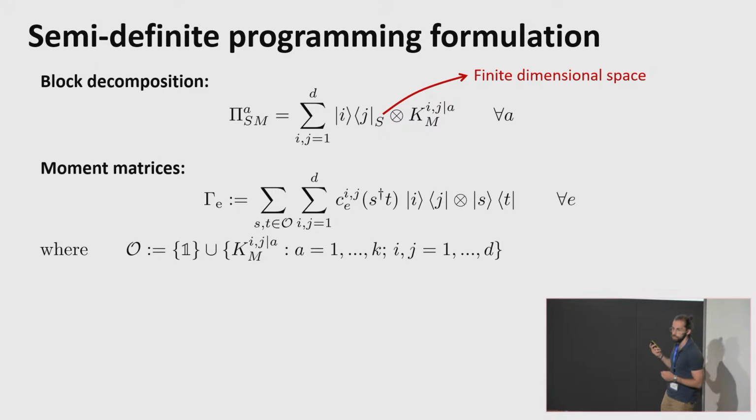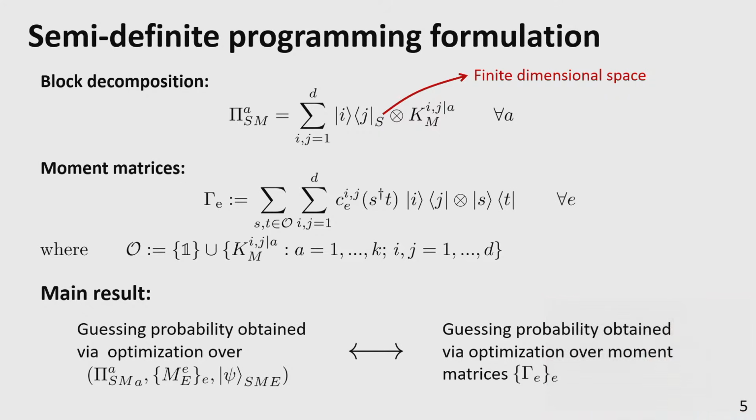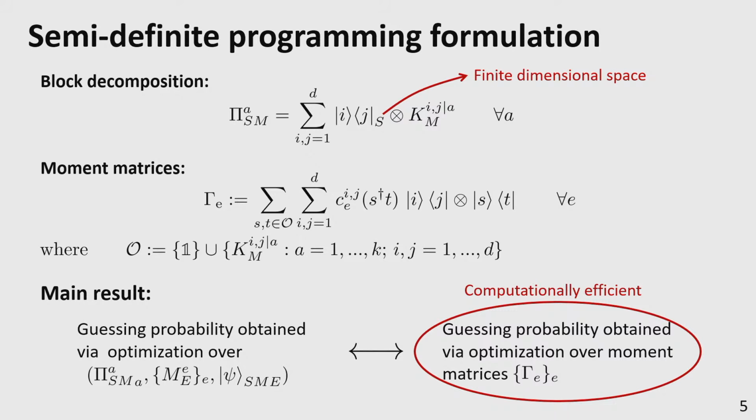I will not go into the detail of how this moment matrix is built and why we built it in this way, but the main result is that we can map the problem that we saw in the previous slide, the guessing probability, into another problem that is an optimization over these moment matrices. And while before the problem was untractable, here it becomes computationally efficient. So this is our main result.